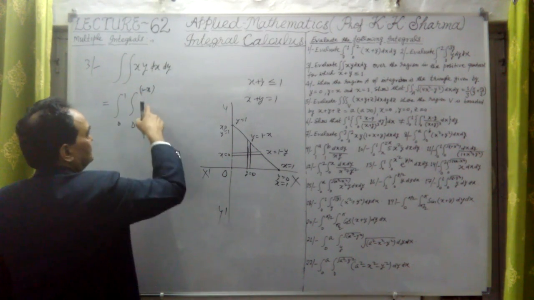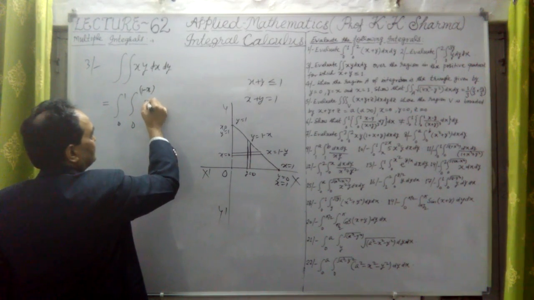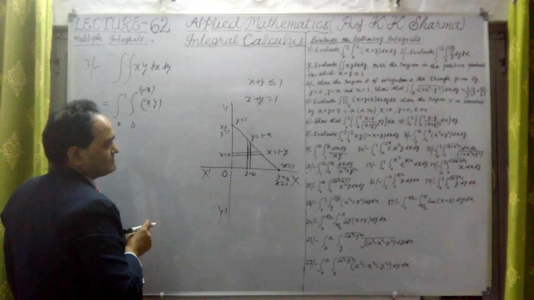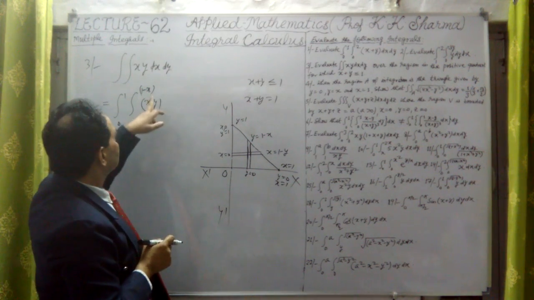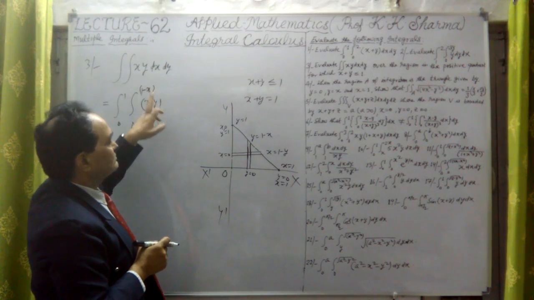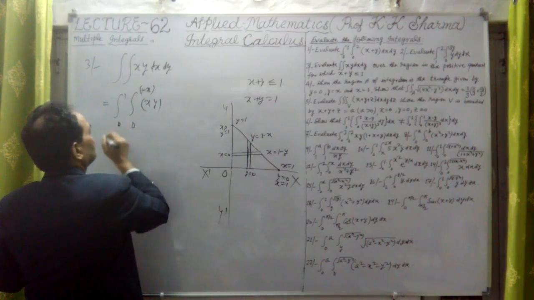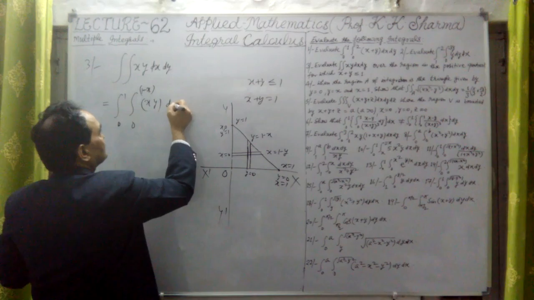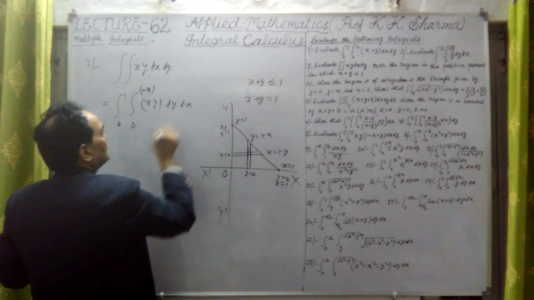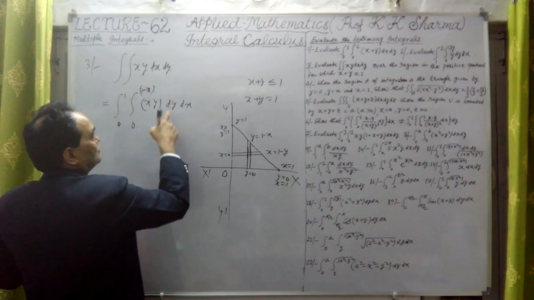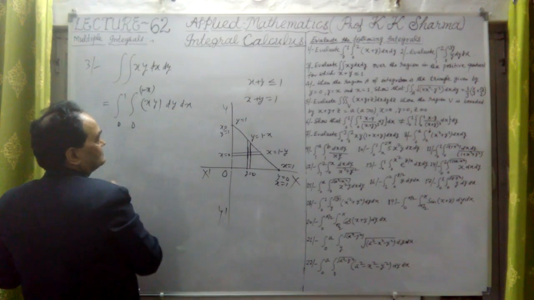It means first we have to integrate with respect to y, because in place of y we can put this value 1 minus x. Then finally we will apply this limit. So this is dx dy. First we have to integrate with respect to y, then finally with respect to x. In place of y we will replace 1 minus x.